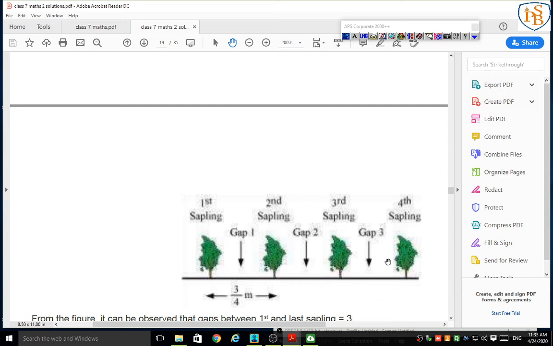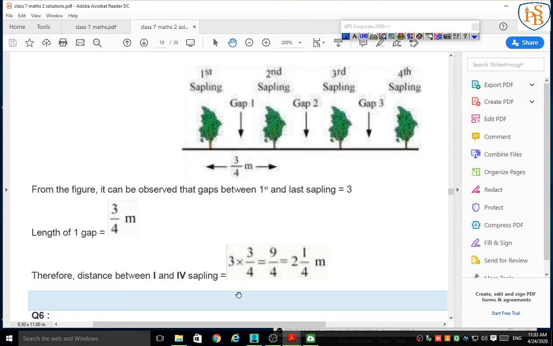There are 3 gaps, that means we have to multiply this 3 by 3 upon 4, and multiplying we get 9 upon 4. This improper fraction is necessary to convert into a mixed fraction. So we get the answer 2 and 1 upon 4 meter. Do you get this, fifth question?